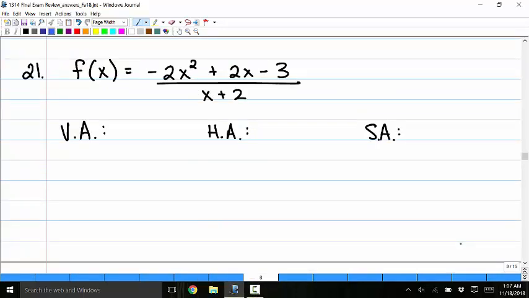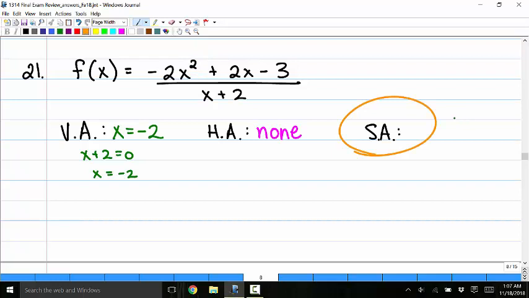Number 21, given f of x equals negative 2x squared plus 2x minus 3 all over x plus 2, find asymptotes. The denominator, when I set it equal to 0, x plus 2 equals 0, subtract 2 from both sides, I get x equals negative 2. That's my vertical asymptote, x equals negative 2. I notice that the degree of the numerator is 2, the degree of the denominator is 1. So the degree of the numerator is bigger, so I have no horizontal asymptote. But I notice that the degree of the numerator is 1 bigger than the degree of the denominator, so I am going to have a slant asymptote.